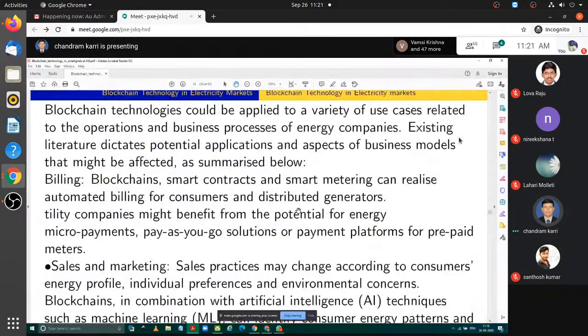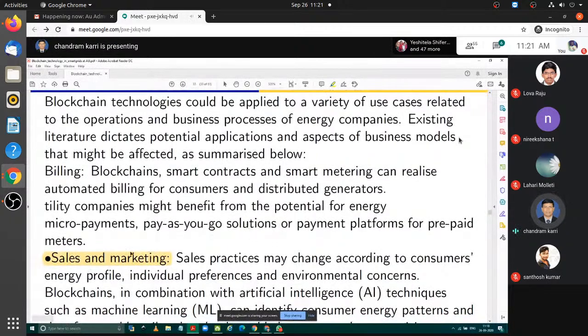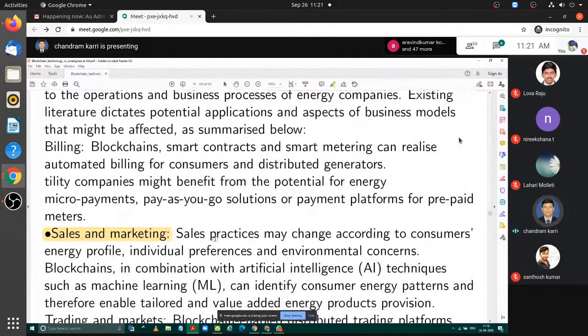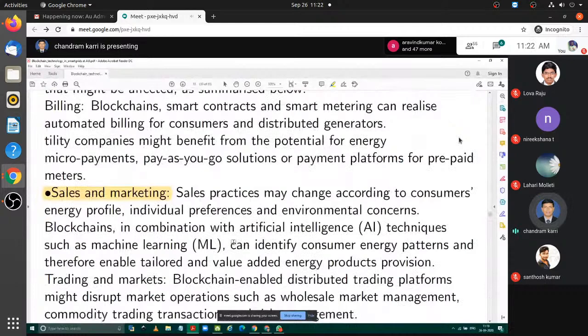So there are some important things. What are the key benefits of blockchain technology in sales and marketing? Here, as I told, if you use the Hyperledger architecture, you can make your own code. You can introduce artificial intelligence techniques along with the blockchain.